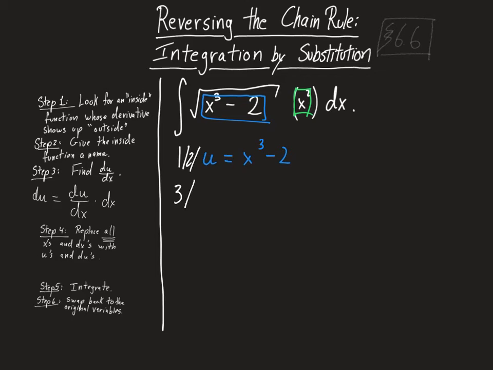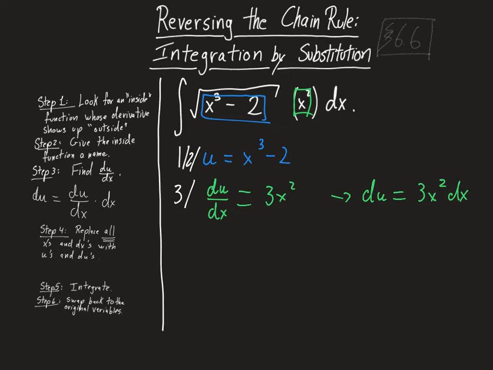Step 3 is finding du dx. And remember that to do this, you're not looking in the integral that you're asked. You do not fetch this somewhere. You find du dx by computing it based on what u is. Du dx is equal to the derivative of x cubed minus 2, which is 3x squared. Now this means that du is equal to 3x squared dx.